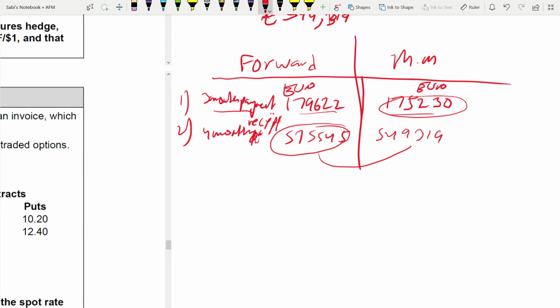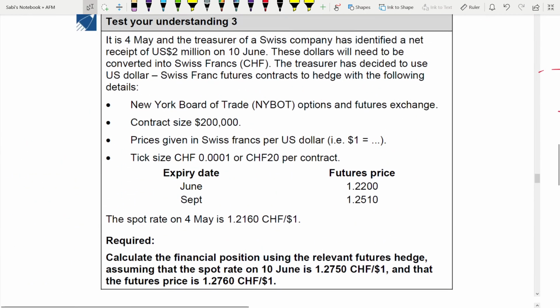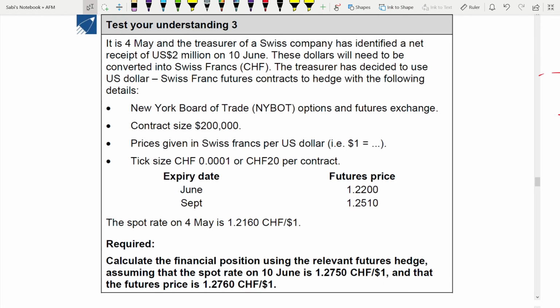Now next we are moving towards future. We have a question, test understanding 3. This is based on future. So when it comes to future, you need to follow some steps.